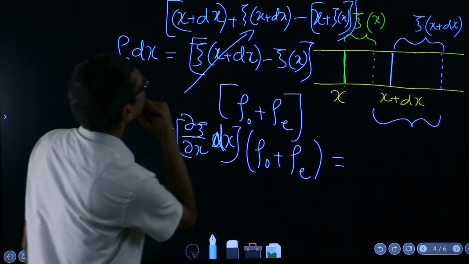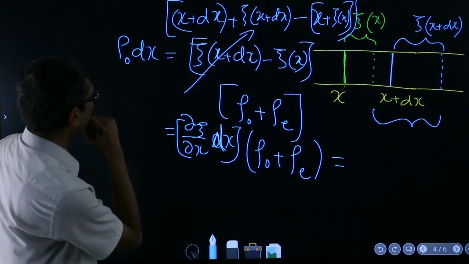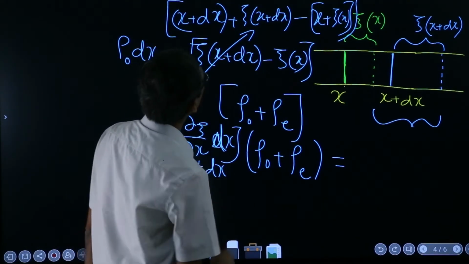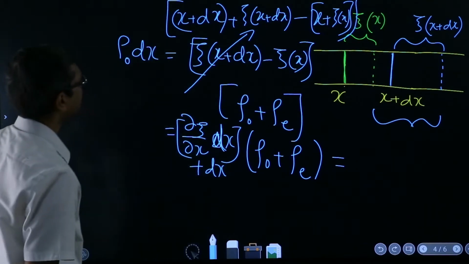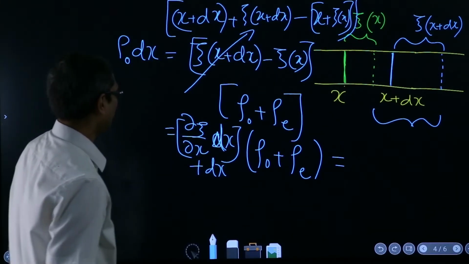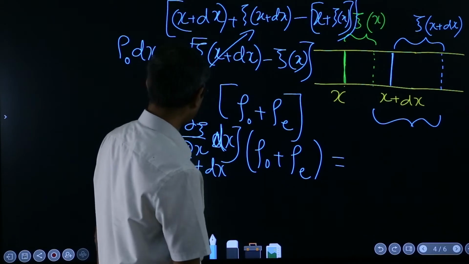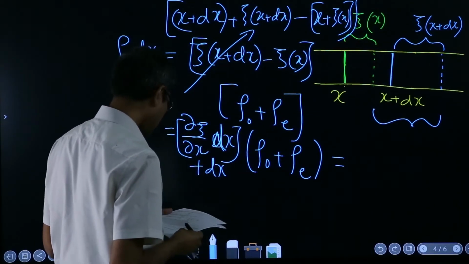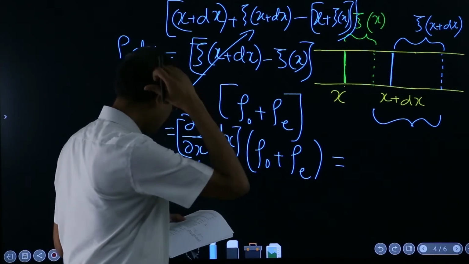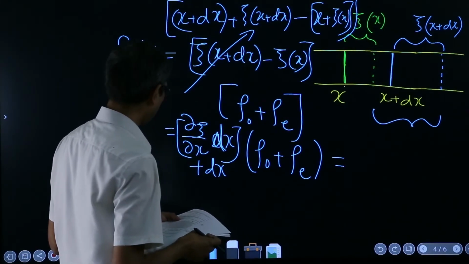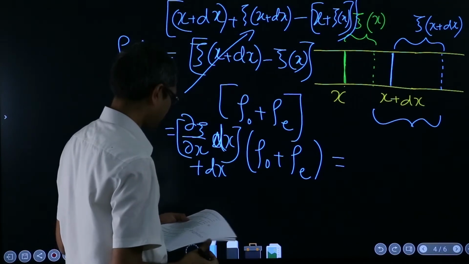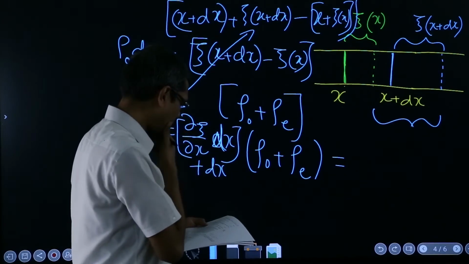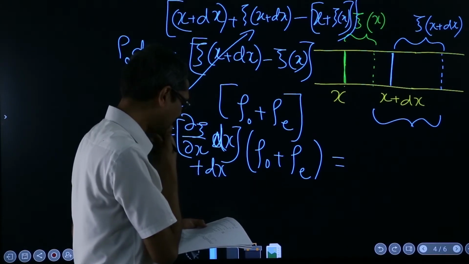dx term, right? So that means this will be like this. Is it fine now? Okay. Or did I miss it? Is something still missing somewhere?